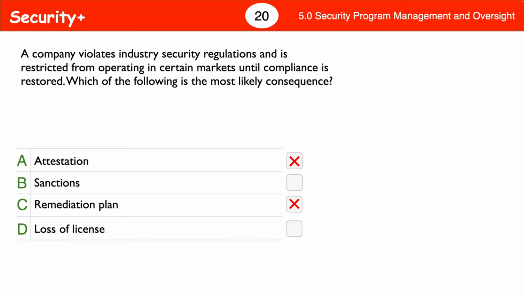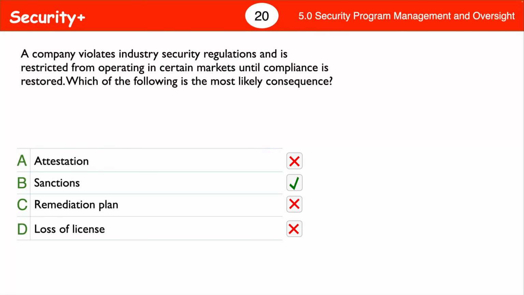And finally, we can eliminate D, loss of license. And losing a license means revoking of permissions to operate. And then that leaves us with B, sanctions. And sanctions impose restrictions on things like business operations.